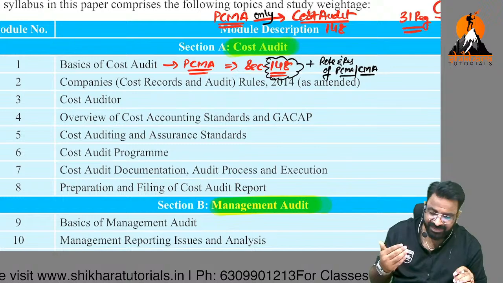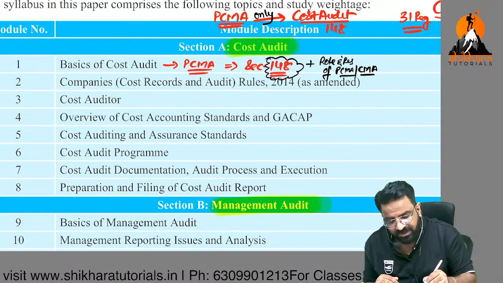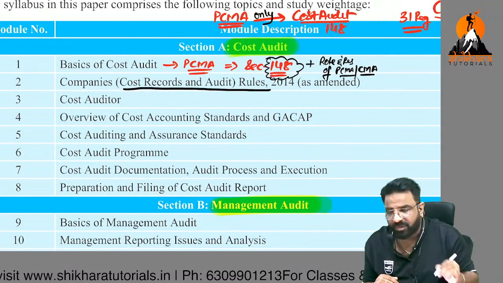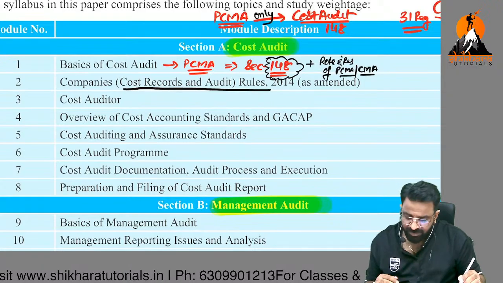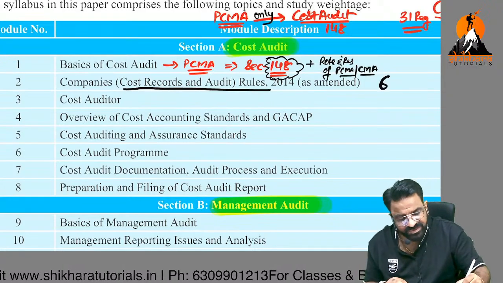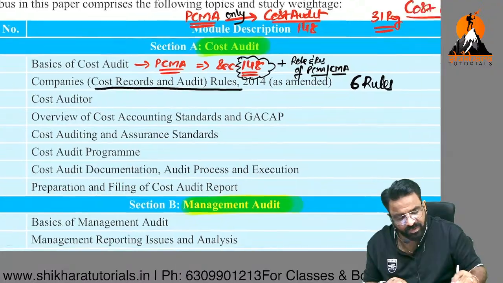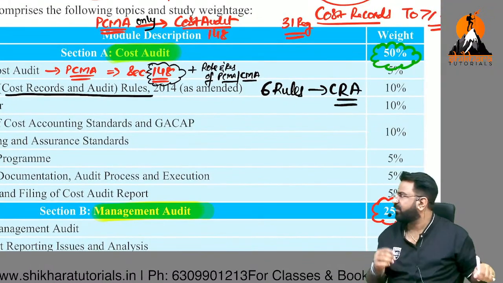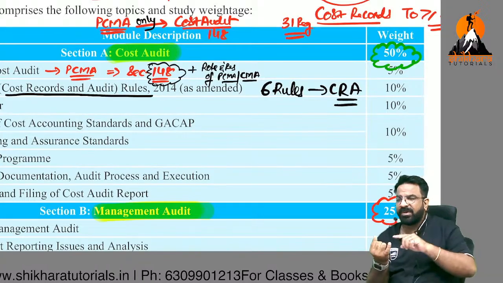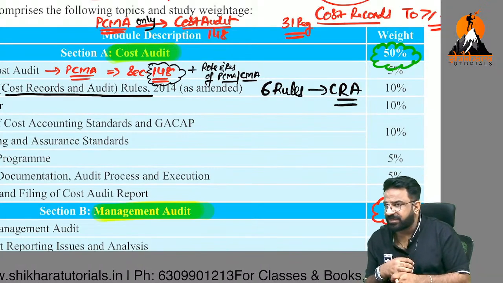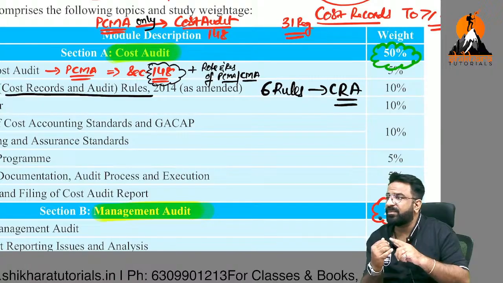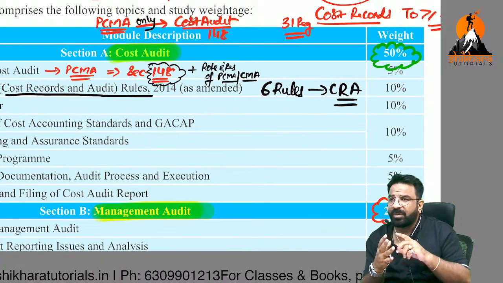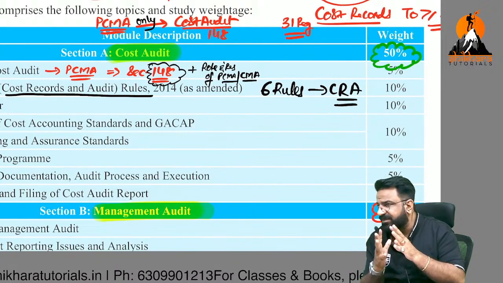Moving ahead, second chapter. What is the second chapter, sir? Cost Records and Audit Rules. In this chapter, we will do 6 rules. We call them CRA rules. What do you mean by 6 rules? Rule number 1 talks about the short title, extent, commencement and definitions.